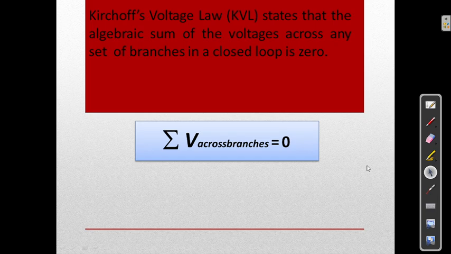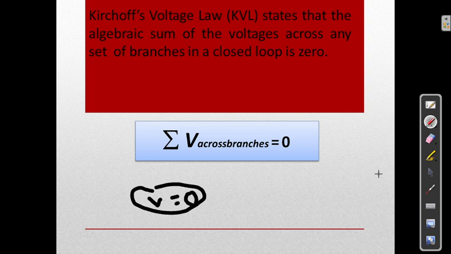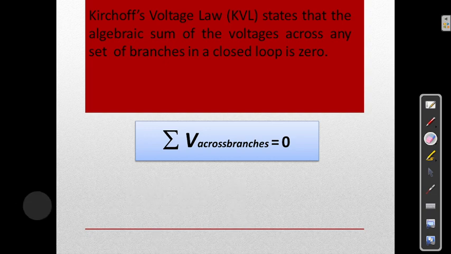Then what is Kirchhoff's voltage law? Kirchhoff's law says that the algebraic sum of the voltages across the set of branches in a closed loop is zero. The algebraic sum of voltage is equal to 0. Here you can see sigma V across the branches is equal to 0. This is the main concept of Kirchhoff's voltage law.